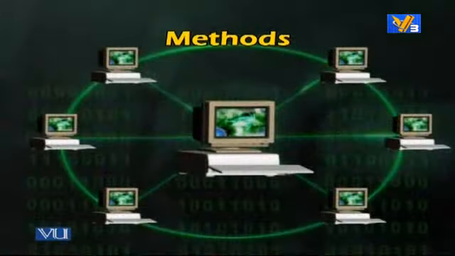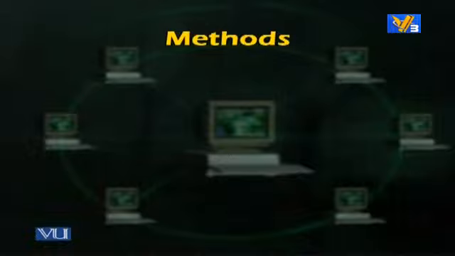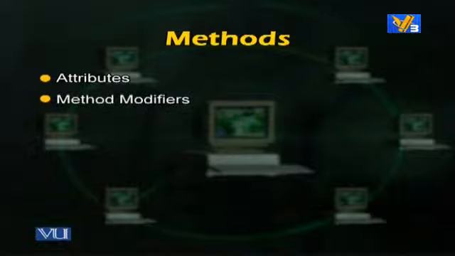In C# we have methods just like we have methods in Java or in C++. So we have class methods. These methods can have attributes just like your class attributes. So I will not talk more about that. Then we have method modifiers.